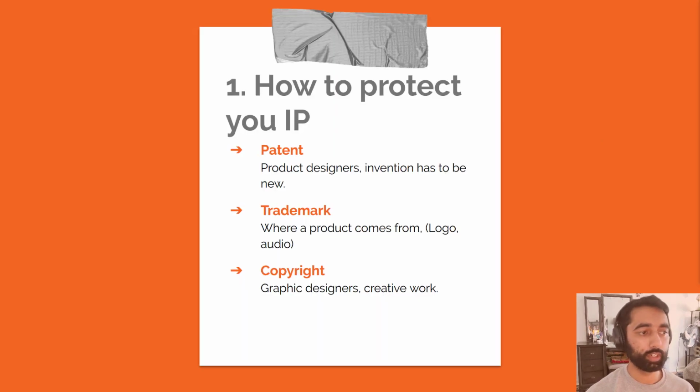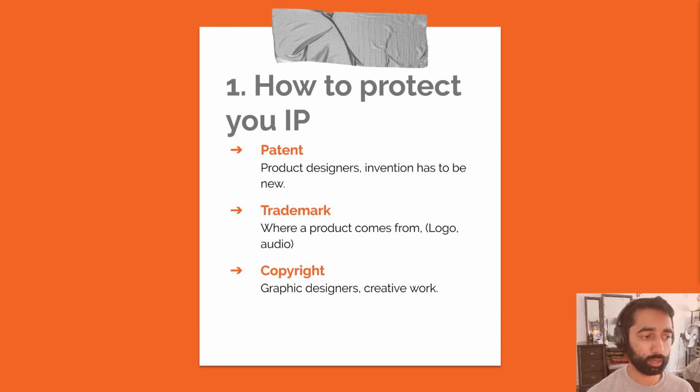All right, so first is how to protect your IP. IP meaning intellectual property. There's three ways: there's patent, trademarks, and copyright. Okay, patents are mostly for product designers and inventions. You've probably heard of it, a brand new invention that has a patent on it, right? So that's basically for inventions. It has to be new. It can't just be a modification of an existing item, and it can't be some arbitrary idea or anything. It has to be a concrete fixed thing, a brand new concrete fixed thing. All right, so that's patent.